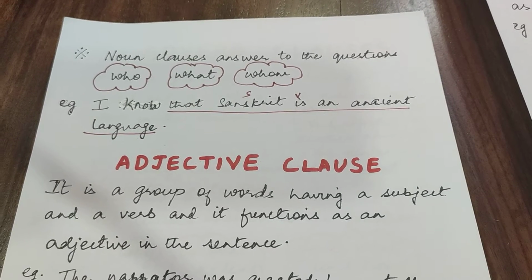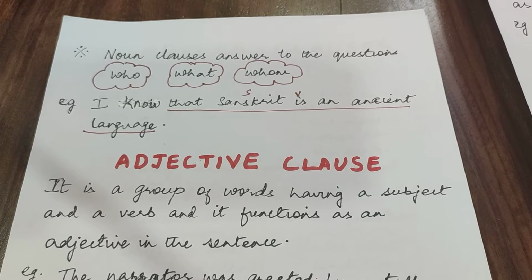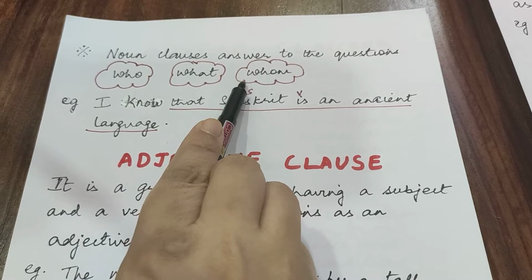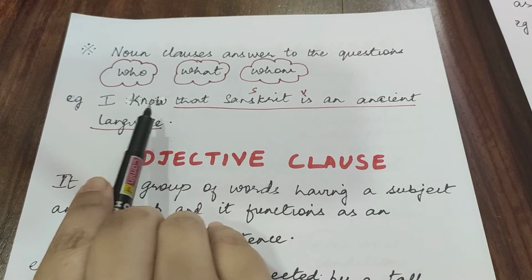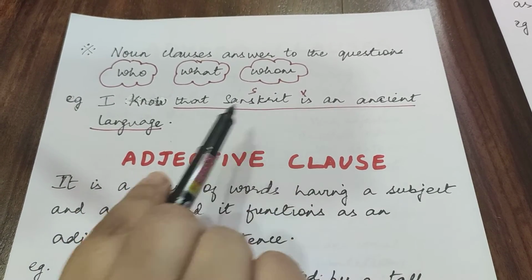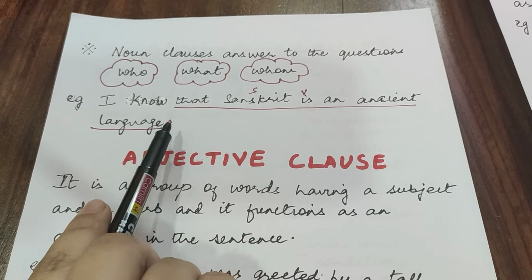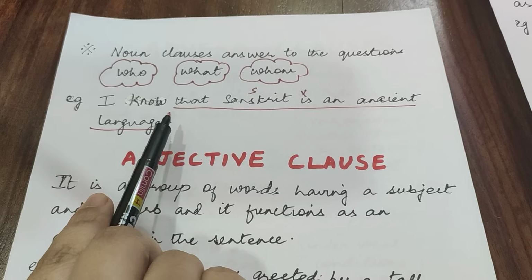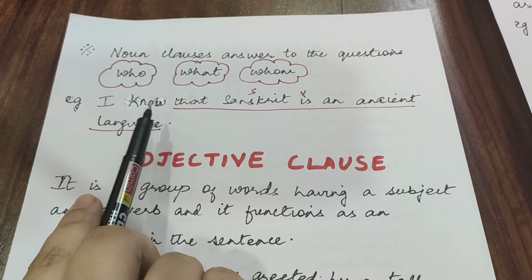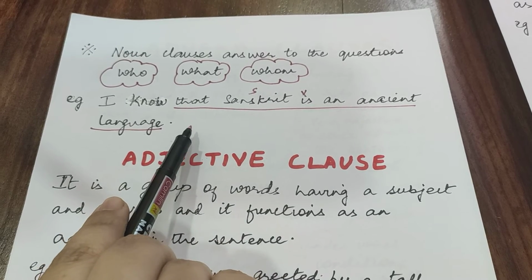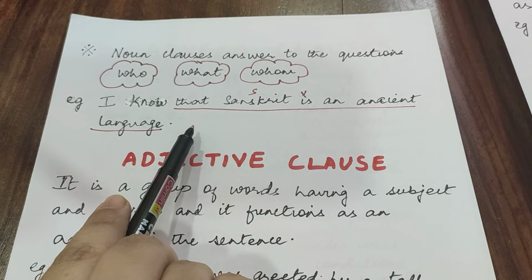An important thing to remember here is that noun clauses answer the question who, what or whom. Let us look at this example. I know that Sanskrit is an ancient language. What question will you ask to find the noun clause? It is, what do you know? So, I know that Sanskrit is an ancient language.